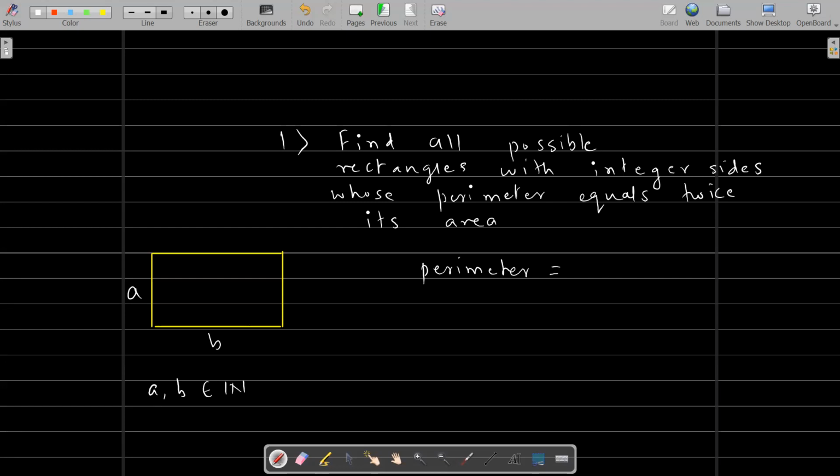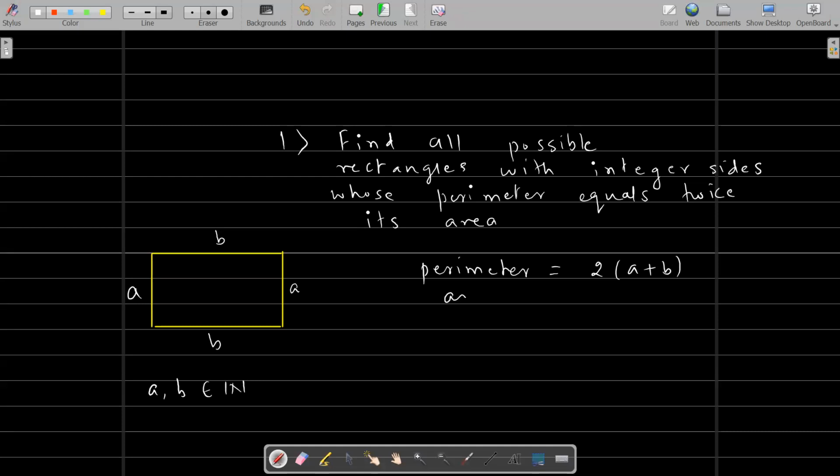If length and breadth are A and B, what is the perimeter of the rectangle? Perimeter is the sum of all the boundary sides. So it's A plus B, this opposite side is again A, this side is again B. So it's basically 2 times A plus 2 times B, right? So 2 times (A plus B).